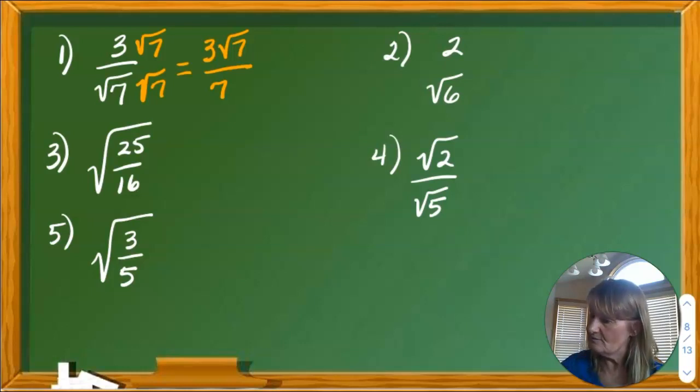Let's do the next one. Oops, lost my division there. So 2 divided by the square root of 6. Again, we're going to just multiply both top and bottom, numerator and denominator, by the square root of 6.